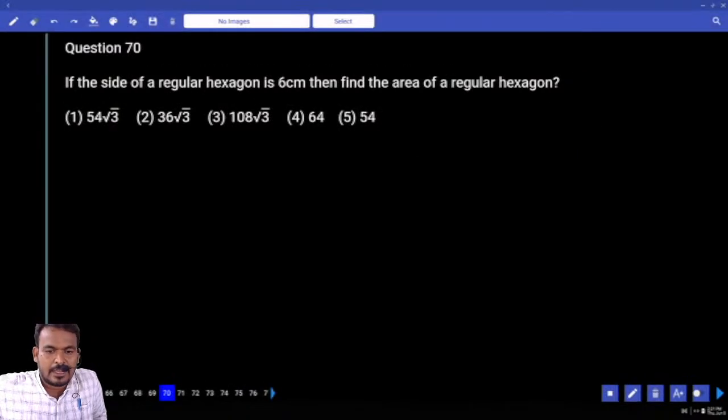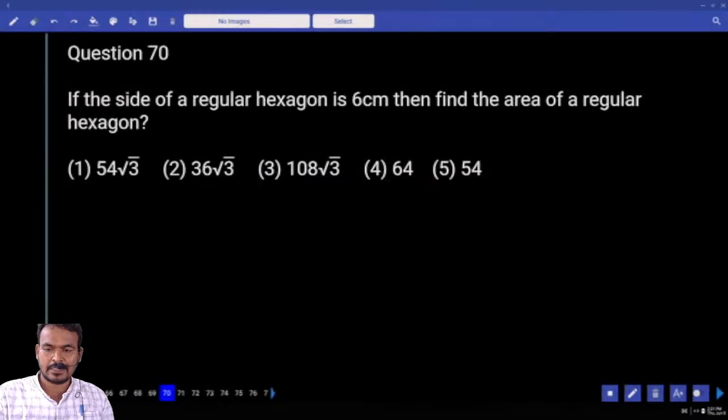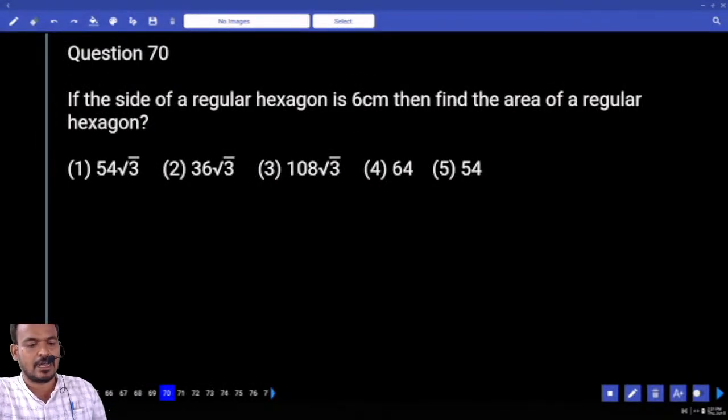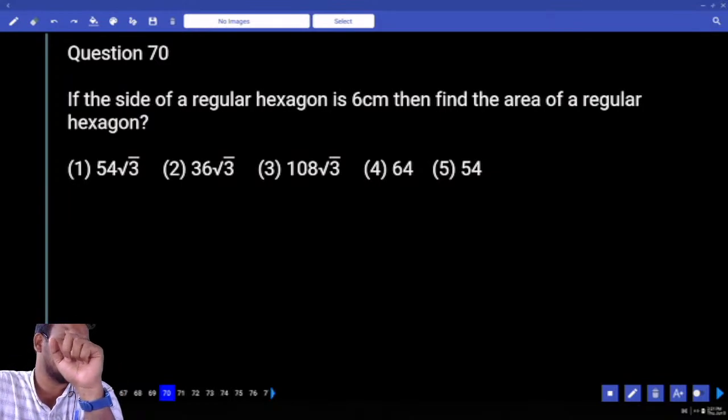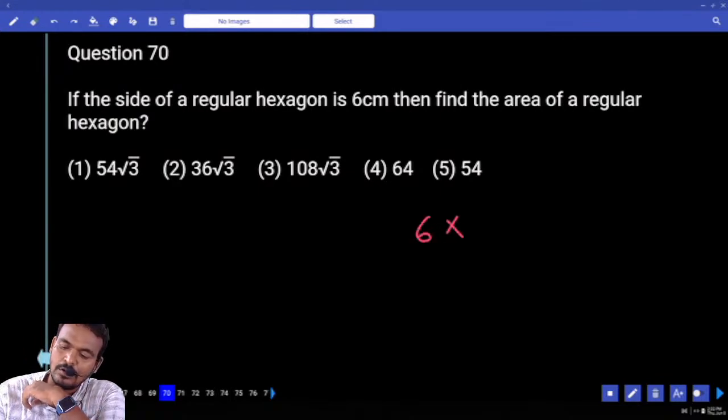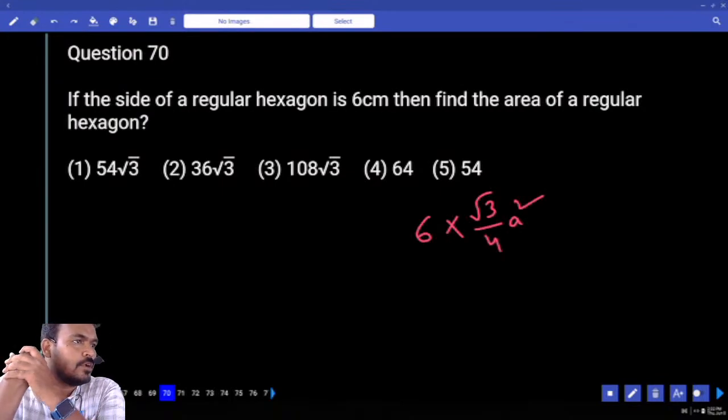Question number 70. If the side of a regular hexagon is 6 centimeters, find the area of a regular hexagon. Hexagon means how many sides? 6 sides. All the 6 sides are equal or different? Equal. In an equilateral triangle, 3 sides are equal, and the area we write is root 3 by 4 into a square. And here total how many sides are there? 6 sides. Then we write 6 into root 3 by 4 a square.